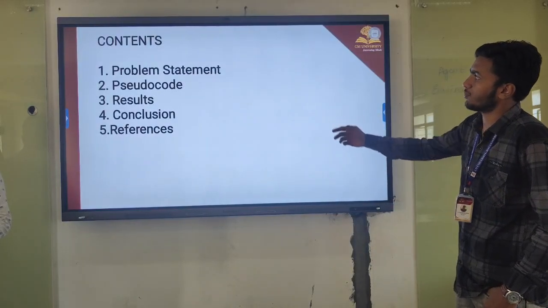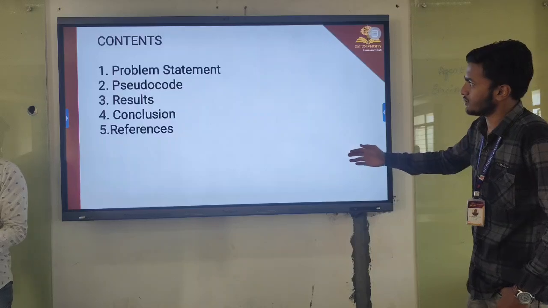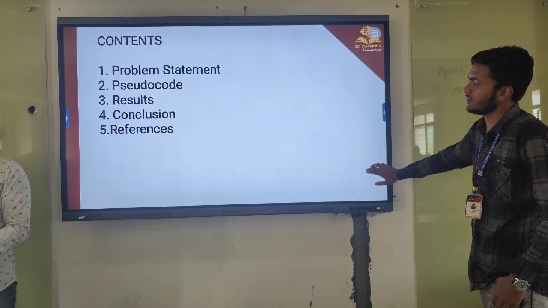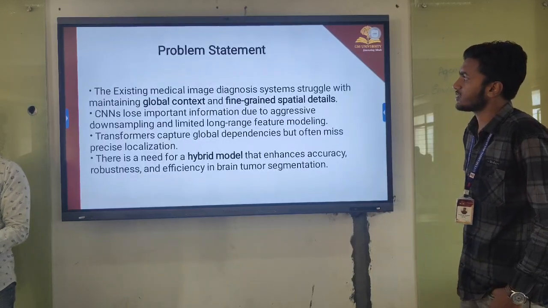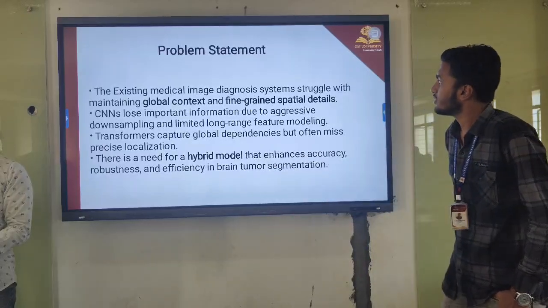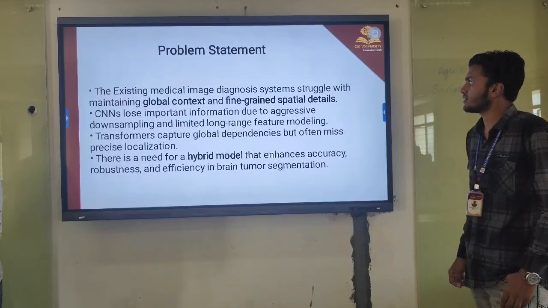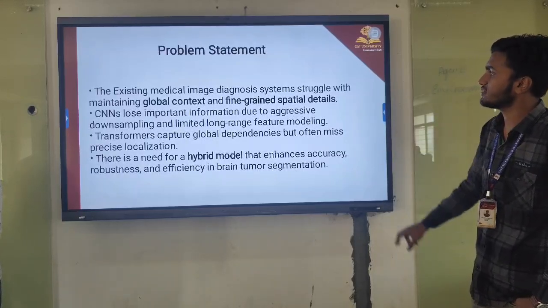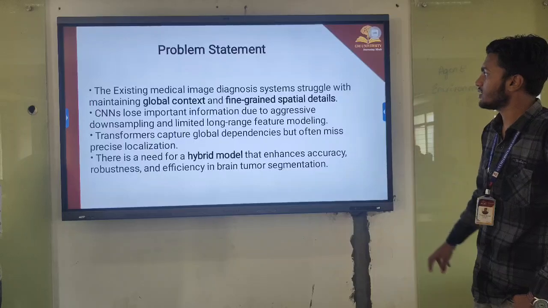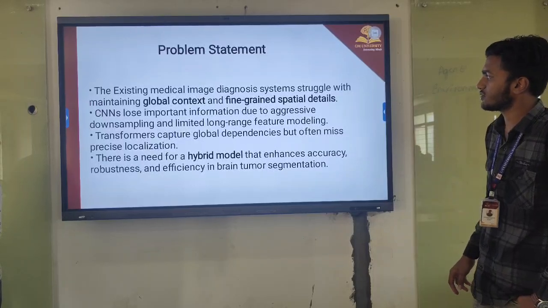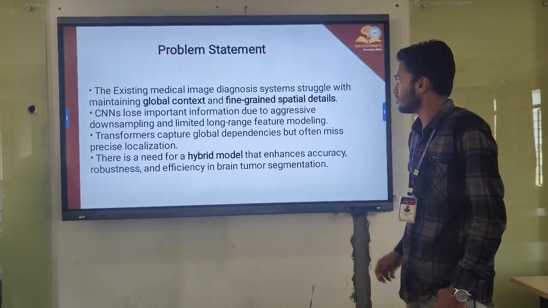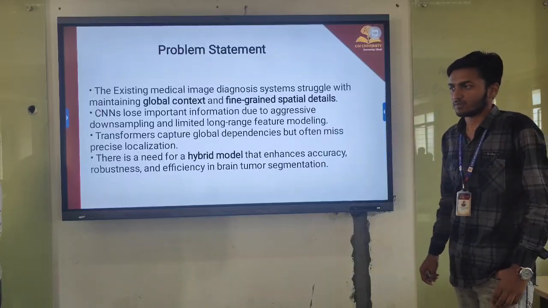The concept, problem statement, pseudocode and research. The existing medical image diagnosis systems struggle with maintaining global context and fine spatial details. In CNN, users reported information loss due to aggressive downsampling, being limited to local features only.